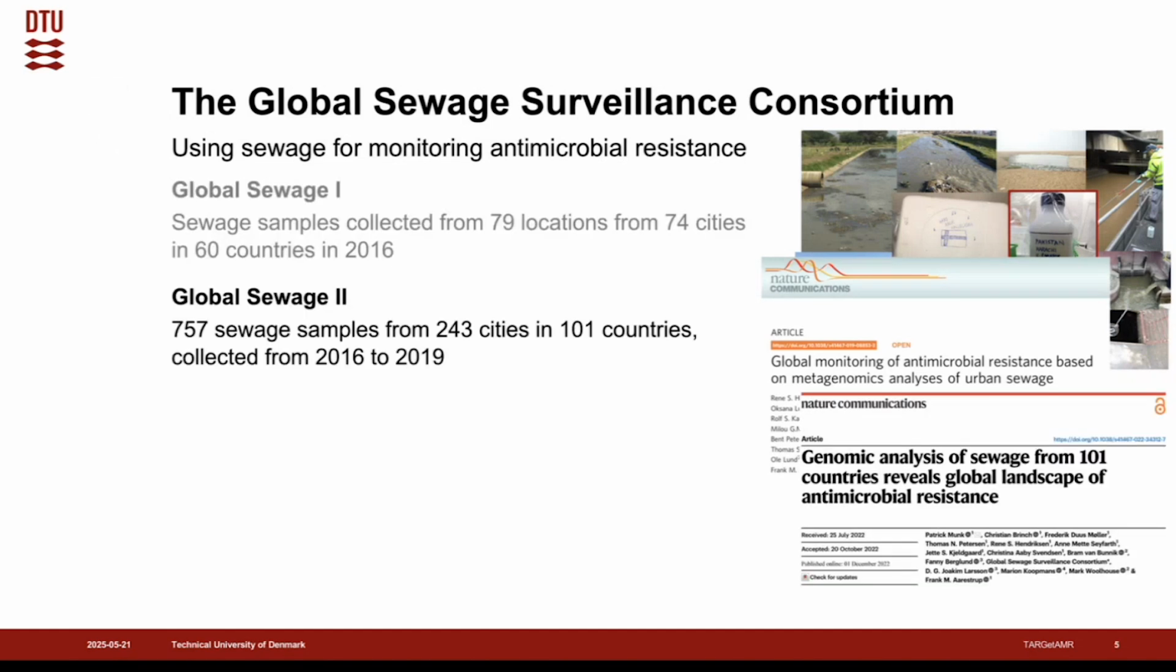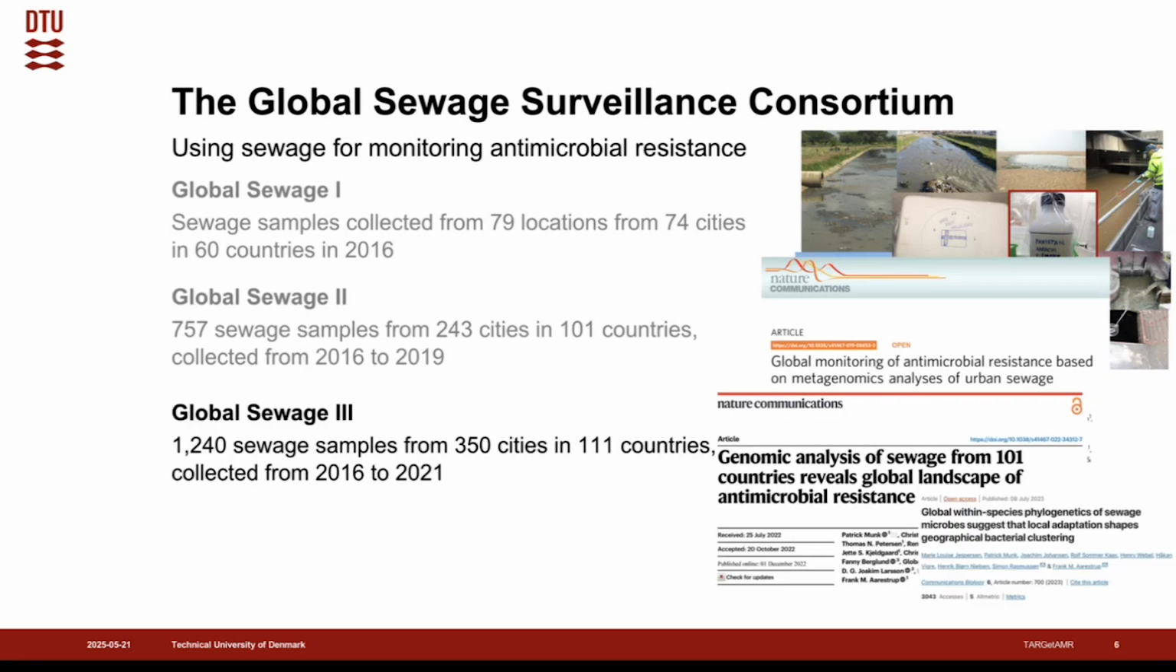And that actually grew into the second global sewage paper, where we were then working with almost 800 sewage samples from 101 countries, collected between 2016 and 2019. And then the latest iteration of global sewage is the one I've been working on, where we are now working on 1,240 sewage samples from 350 cities in 111 countries, collected from 2016 up until 2021.